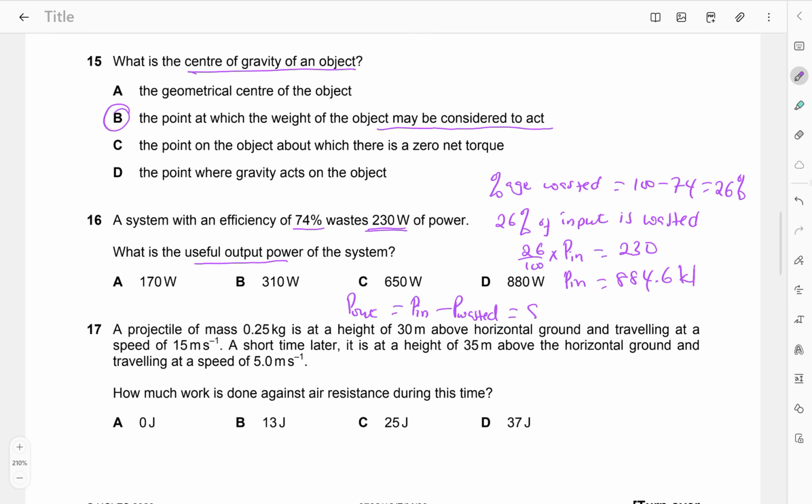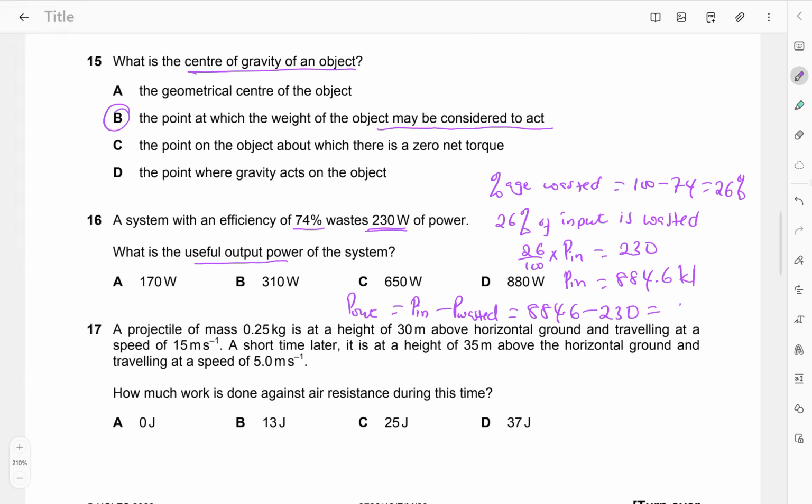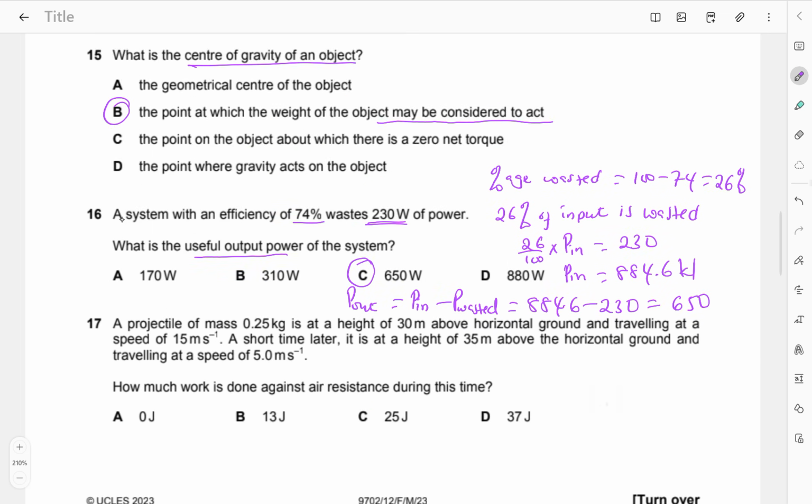So this will be 884.6 minus the power wasted, which is 230. That is 654.6, which is approximately 650. So our answer is automatically C.